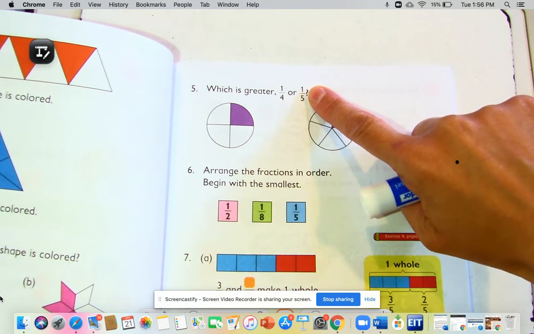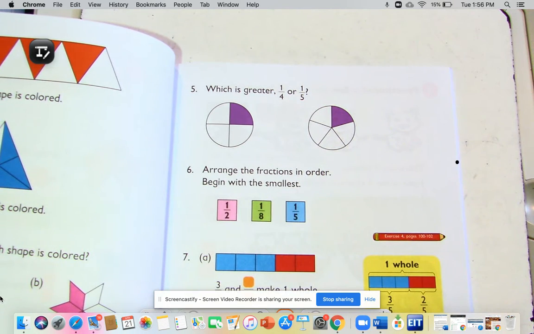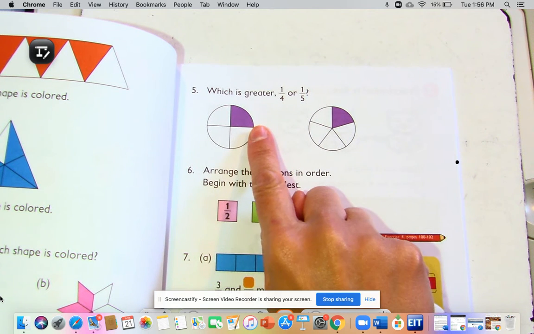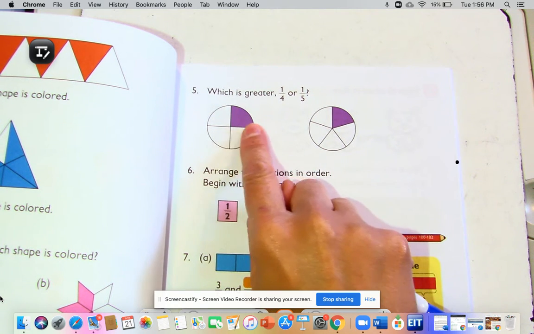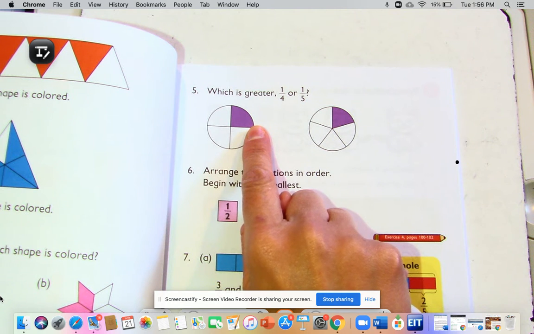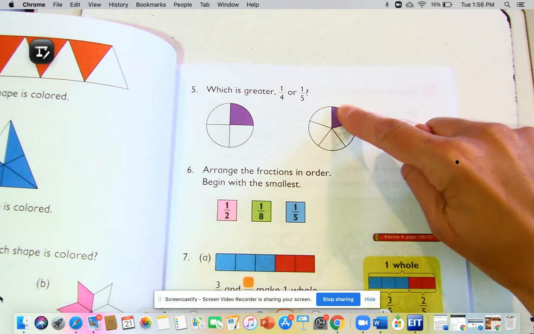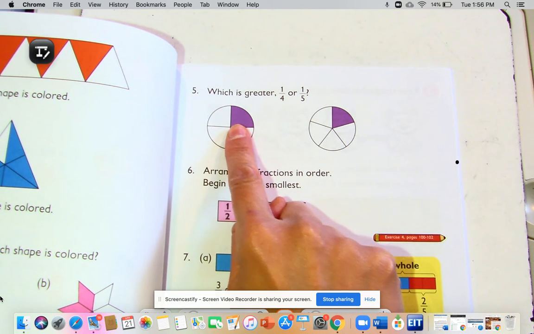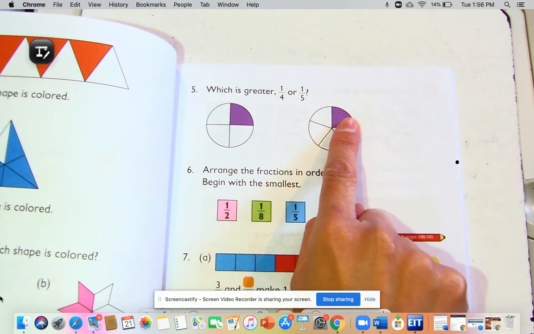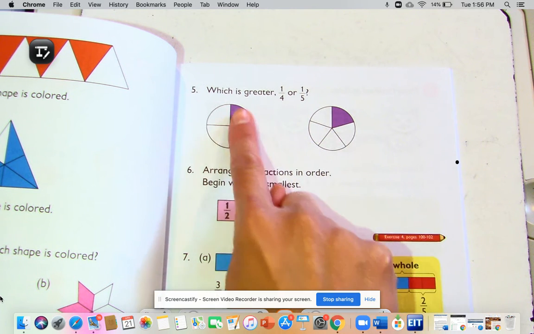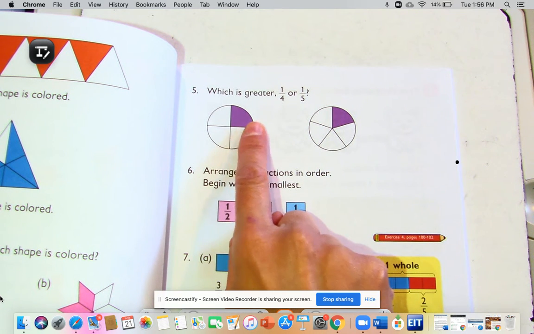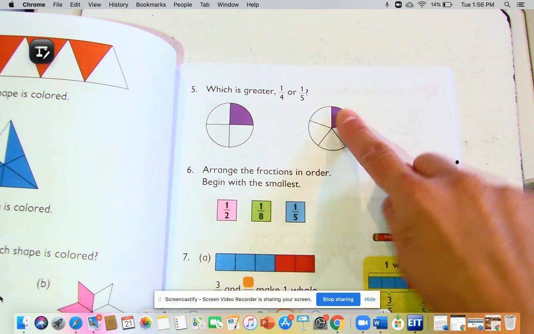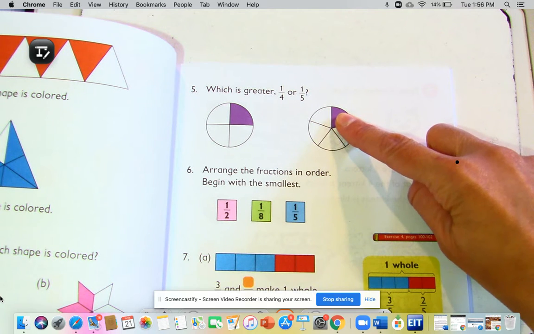So we're thinking about which is greater. And when they say which is greater, they mean which fraction of the circle, which part of the circle is bigger. Is this chunk of the circle bigger, or is this chunk bigger? We can see here that it looks like this chunk is bigger than this chunk, because if you split something into 4 equal parts, one of those parts is going to be bigger than if you split it into 5 chunks. That little chunk is going to be smaller.